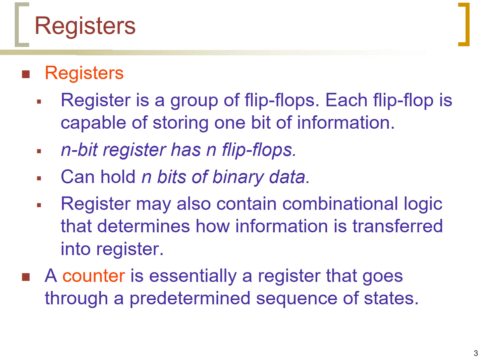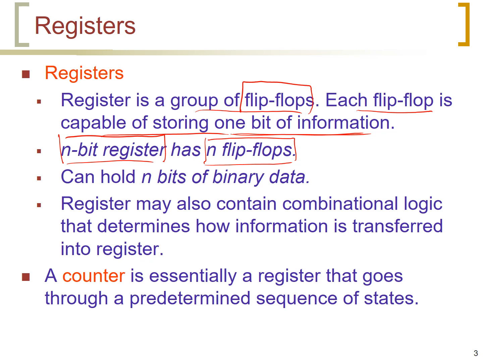Why do we talk about registers and counters? Because every computer system must necessarily include registers and counters. So you may be interested to know what a register is. A register is simply a group of flip-flops. We studied earlier that each flip-flop is capable of storing 1 bit of information. Therefore, an n-bit register can hold n bits of information and it consists of n flip-flops. A register may also contain other combinational logic in addition to the flip-flops in order to determine how the information is stored into the register. On the other hand, a counter is essentially a register that goes through a predetermined sequence of states.